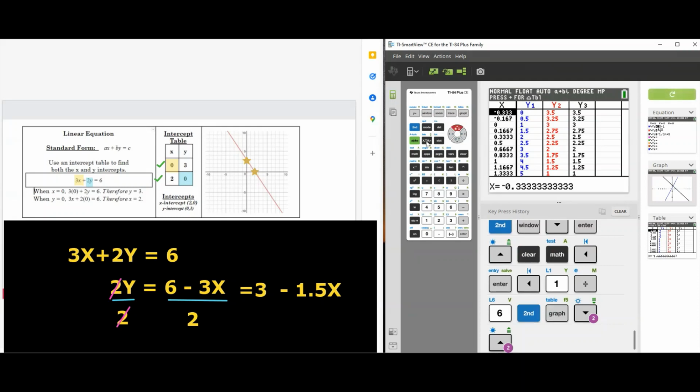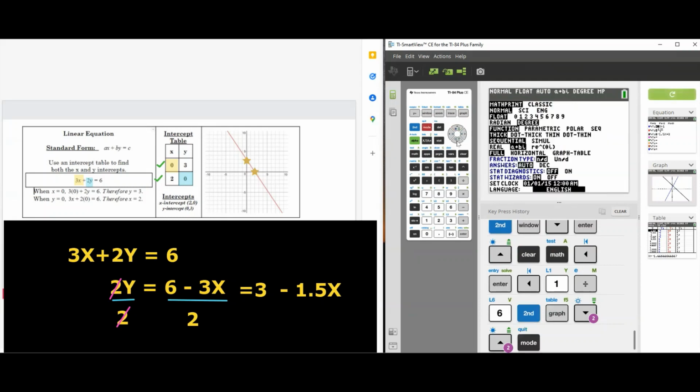Oh, maybe that's because I have it in A plus BI form. How did I flip the mode? Can I switch it back into real? And just go to the mode. And is there a fraction type? Answers are auto or in decimal. Fraction type is numerator over denominator. It's in degree mode. Float, it's in normal. No, I think all the settings are correct.